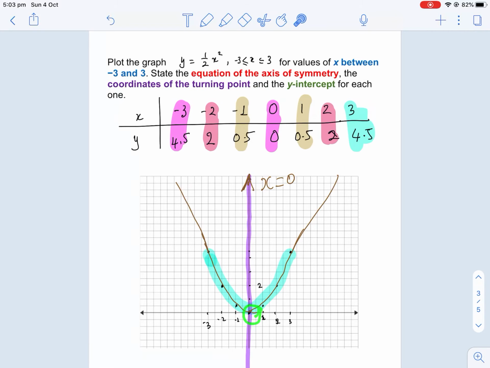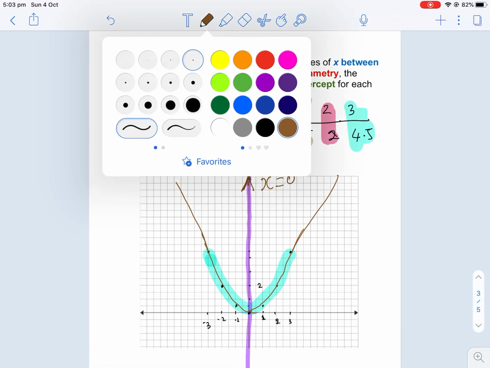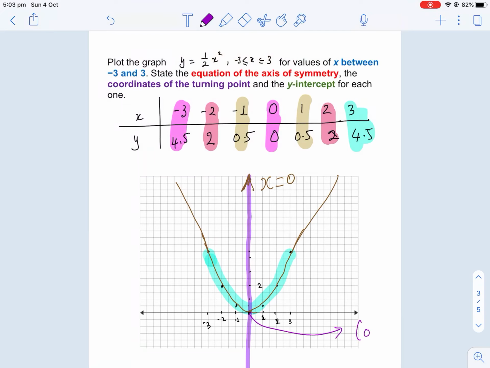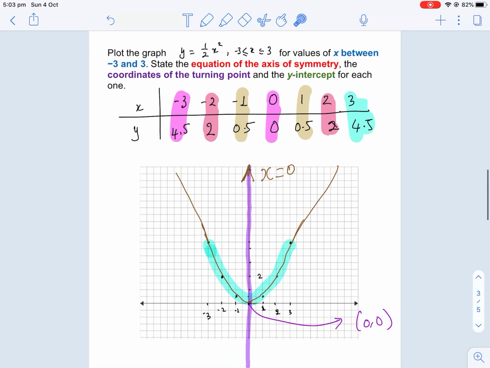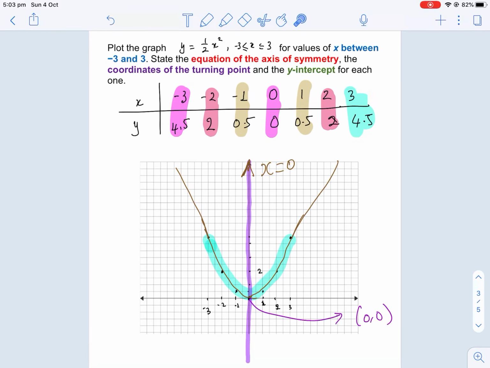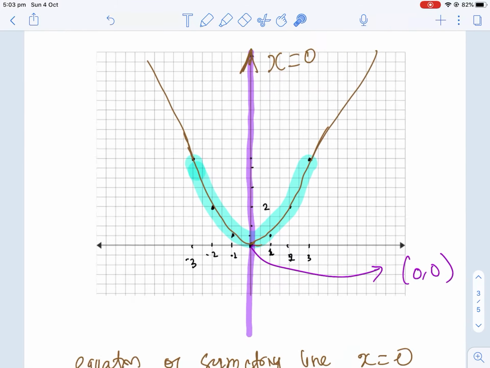The next one is to state the coordinate of the turning point. You can see easily here is the turning point, okay? And the coordinate of the turning point is (0, 0). And the y-intercept for each one. So what is the y-intercept? It means the y-intercept for this equation, when x equals 0. So x equals 0, y equals 0. And this one is the y-intercept as well.